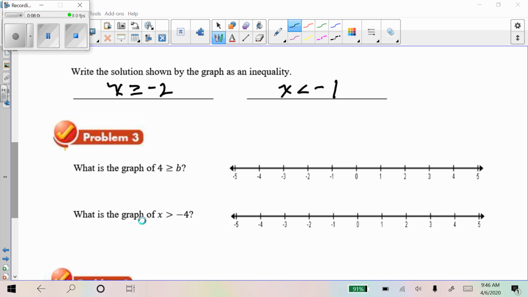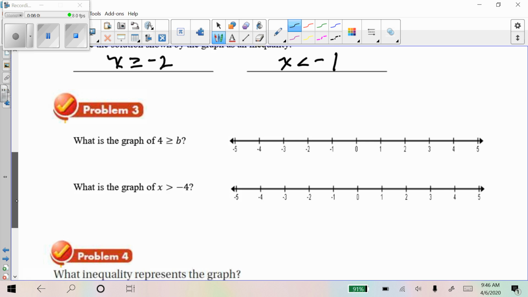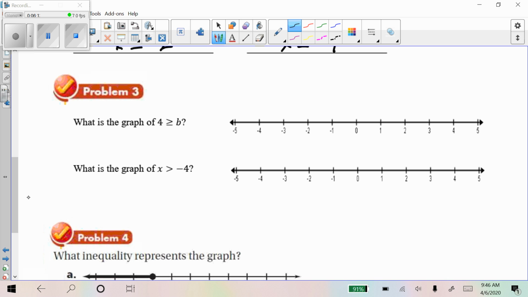All right, so in problem 3 here, we're just going to graph those. And since we have B here, basically you want to just say this out loud. It says 4 is greater than or equal to all the numbers that are part of the solution. So we're going to find 4 on the graph and make a closed circle there. And since we want 4 to be greater than all the numbers, that means we want to highlight all of these on this side. So 4 will be greater than all of those. Another way to look at that is all the numbers that are less than or equal to 4.